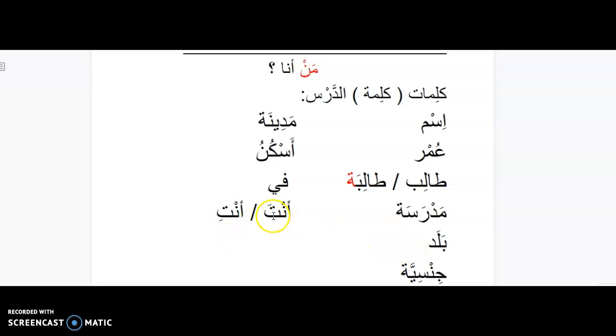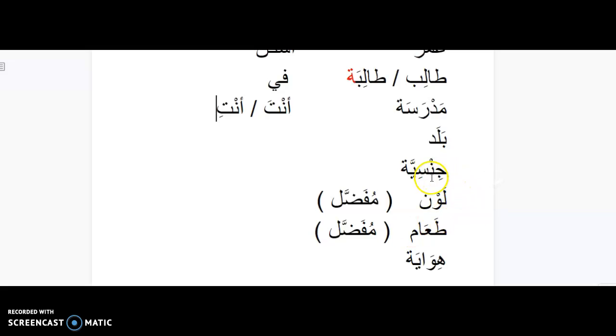So let's move on. So anta and anti both means you, but anta for the mudhakkar, the male. Anta Muhammad. Anti for the muannath, you. For the female, muannath. Anti Fatima. Anta talib. Anti talibah. Anta walad. Anti bint. Okay? Balad. Balad means country. Balad, country.